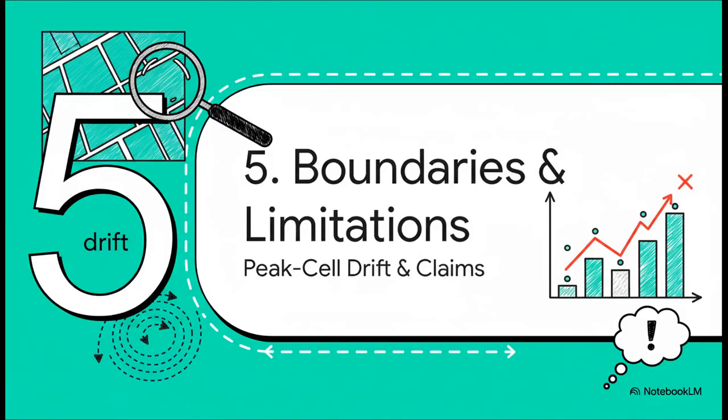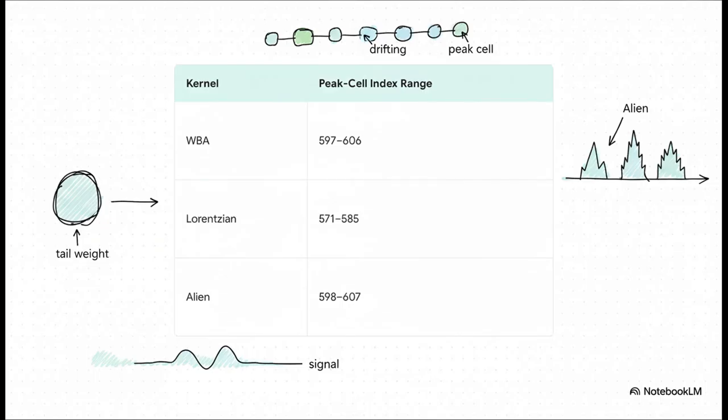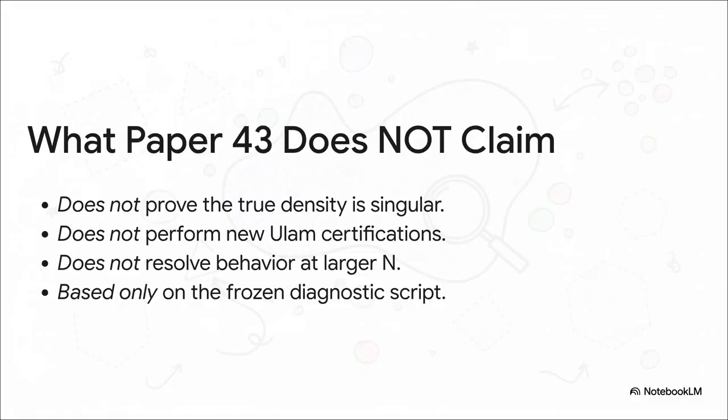Okay, so to maintain that referee-level precision we're aiming for, we also have to talk about some secondary findings, and just as importantly, the explicit limitations of this analysis. The probe also picked up on a weak but totally reproducible signal related to the kernel's tail weight. The actual location of that peak cell, the one carrying all the mass, it drifts around a little bit. And at every single point they sampled, the ordering was consistent. The peak for the alien kernel was furthest to the right, then the WI, and the Lorentzian peak was always significantly further left.